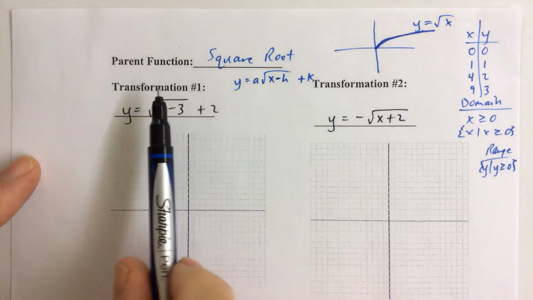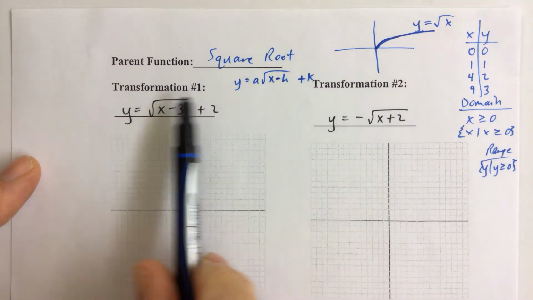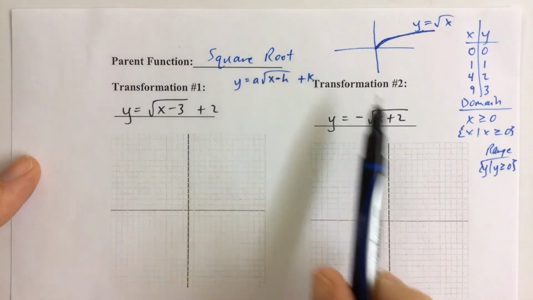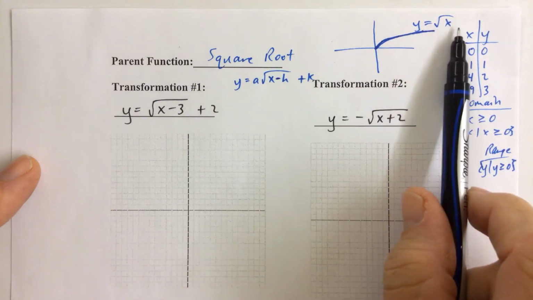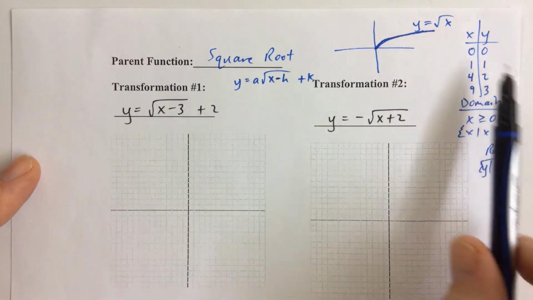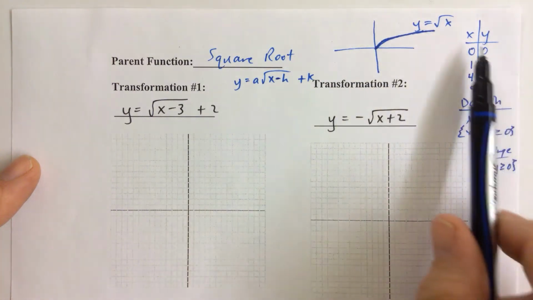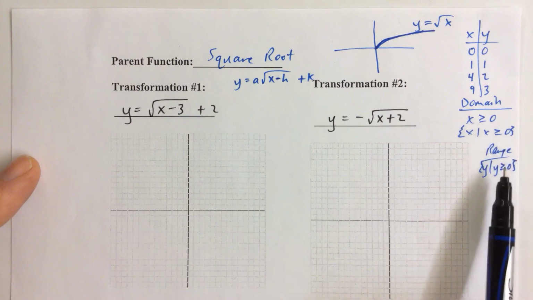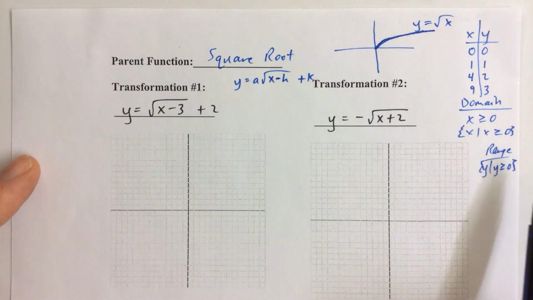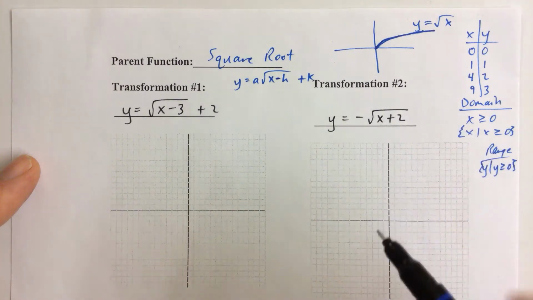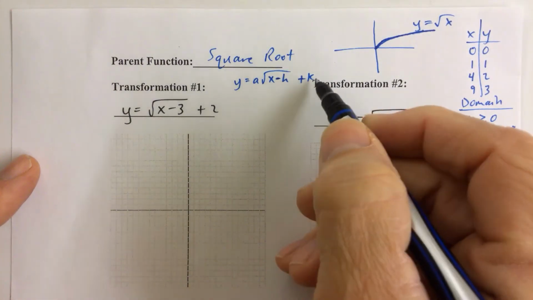Here we see we're graphing and defining characteristics of the transformations of the square root parent function. The parent function is y equals radical x. We know what the graph of that looks like by plotting points. We know the domain and range are both x greater than or equal to 0 and y greater than or equal to 0. And we know that we can find our values for h and k.